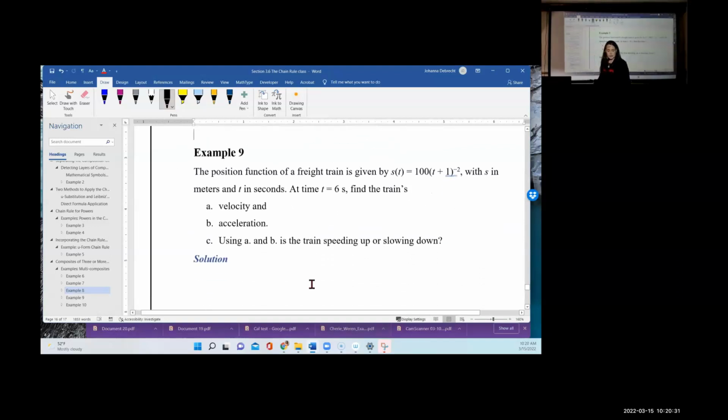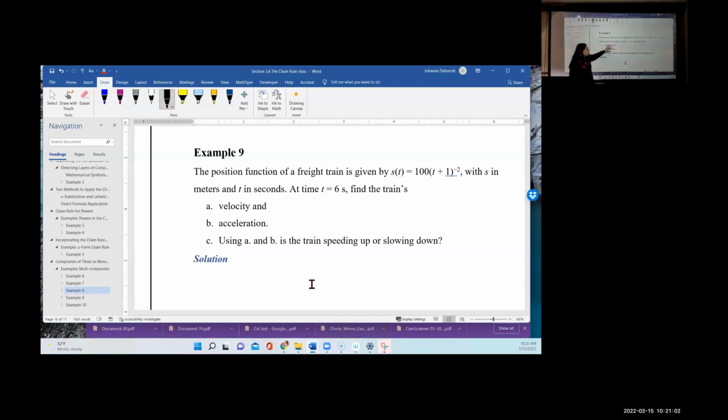Okay, let's take a look now at example 9. We have 2 examples left to do, 9 and 10, which are applied problems. In example 9, we have a position of a freight train given by a function. S of t is 100 times t plus 1 to the negative 2. It's really a quotient in disguise, with s in meters and time in seconds. At t equals 6 seconds, find the train's velocity and its acceleration.